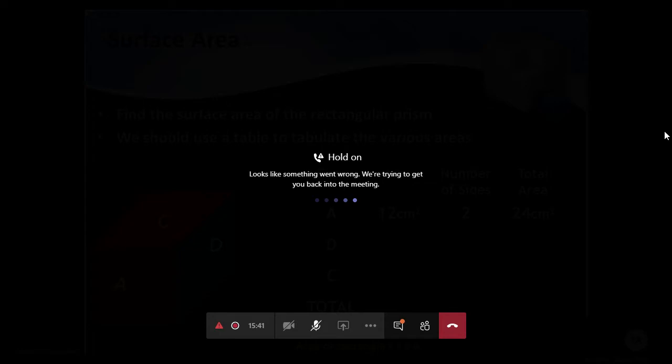And how many sides are identical to D? There is one side at the back also. So there are two. We will be adding 15 and 15, which is 30. Now tell me the area of C.